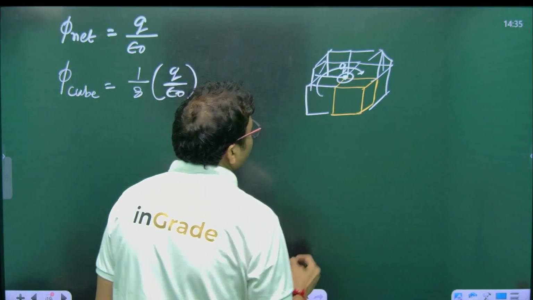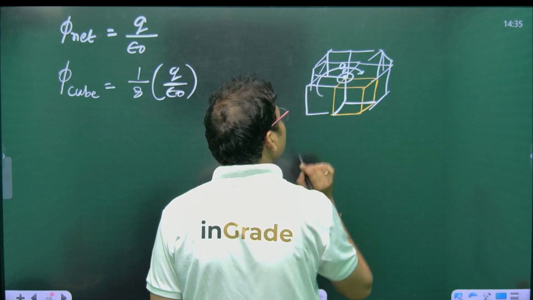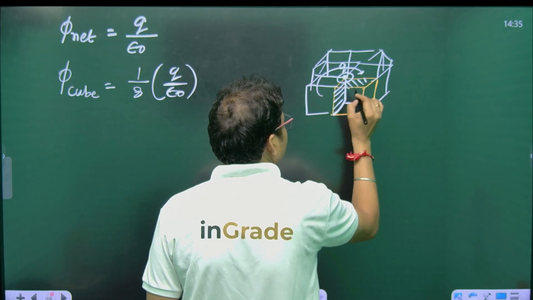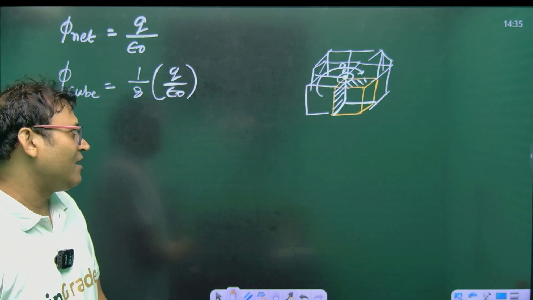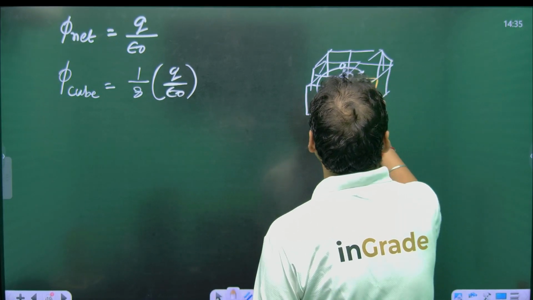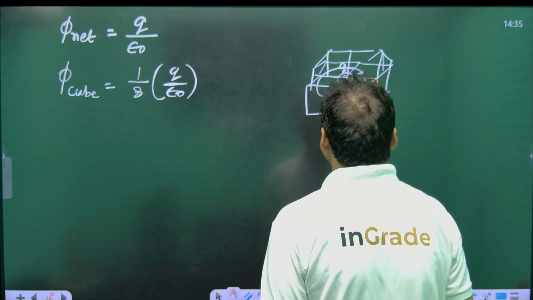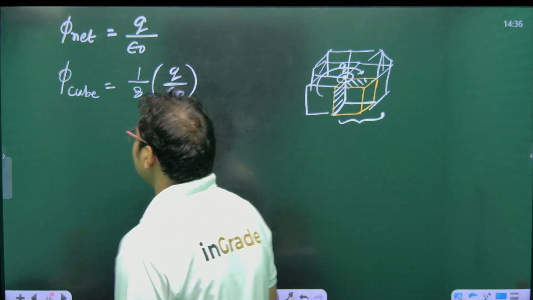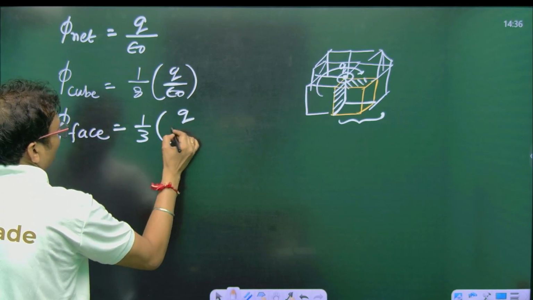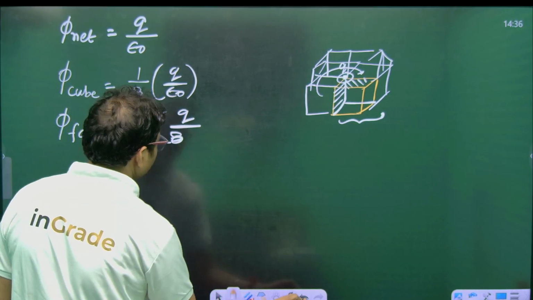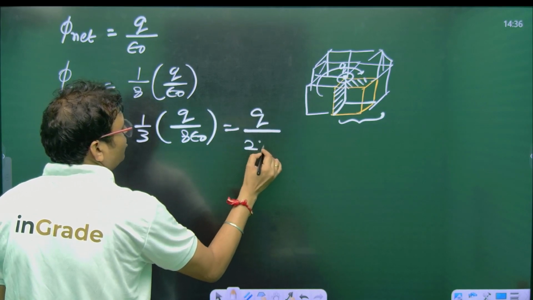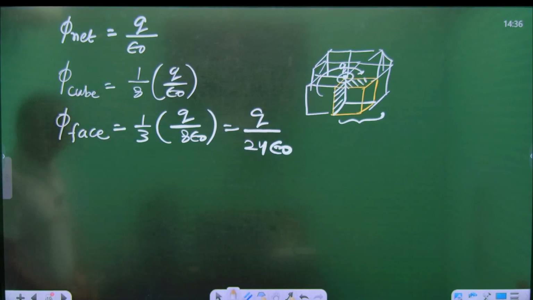And if we ask what is the flux from each face, the faces which are enclosing this charge will not have any flux. I have already told you, because the electric field lines will be parallel to those faces. So 3 faces are not available. So out of 6 faces, only 3 faces are available for this. So phi from each face will be equal to 1/3 of q upon 8 epsilon naught. It is q upon 24 epsilon naught from each face.